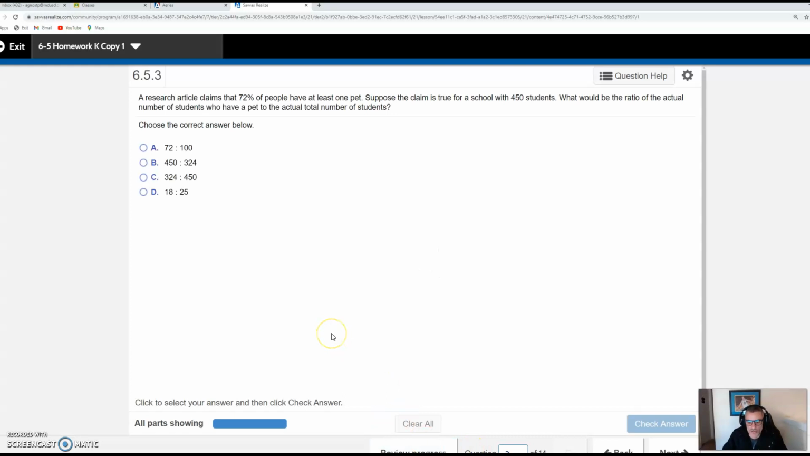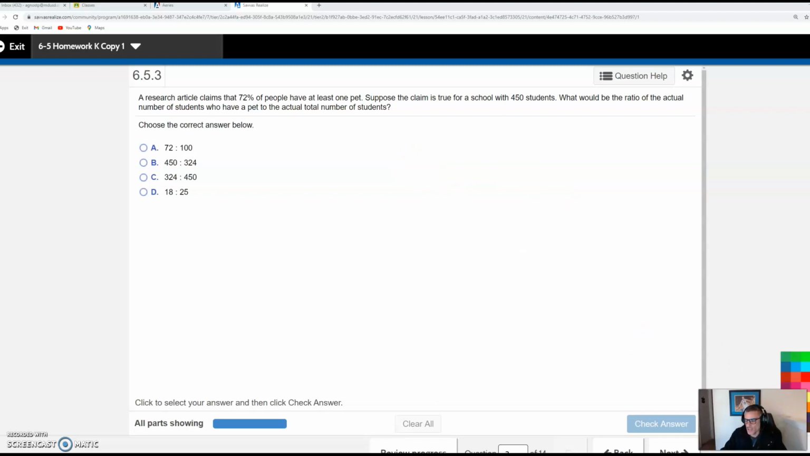A research article, this is number 3, a research article claims that 72% of people have at least one pet. Suppose the claim is true for a school with 450 students. So what they're saying is that 72% of students at this 450 student school have pets, right? And just for some reference here, Pine Hollow has about 560, 570 students, so the school's a little smaller than ours. What would the ratio of the actual number of students who have a pet to the actual number of students.